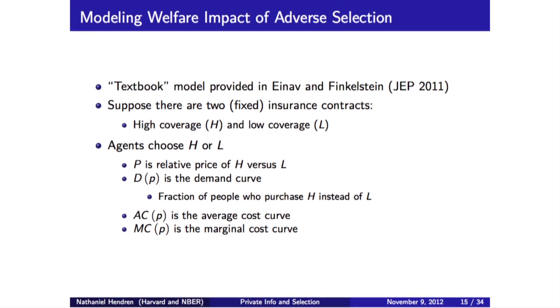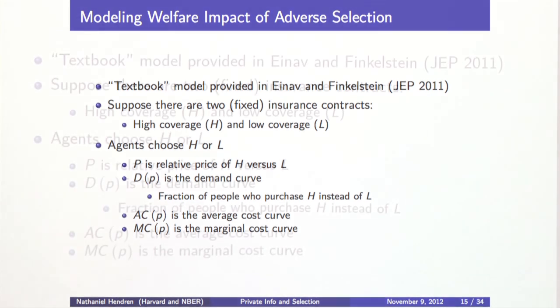The average cost of P is going to be the average cost curve, so the average cost experienced by the set of people who are willing to purchase the policy at price P. And the marginal cost curve is just the cost for the person who is indifferent to paying P for that policy. So the marginal guy's cost.